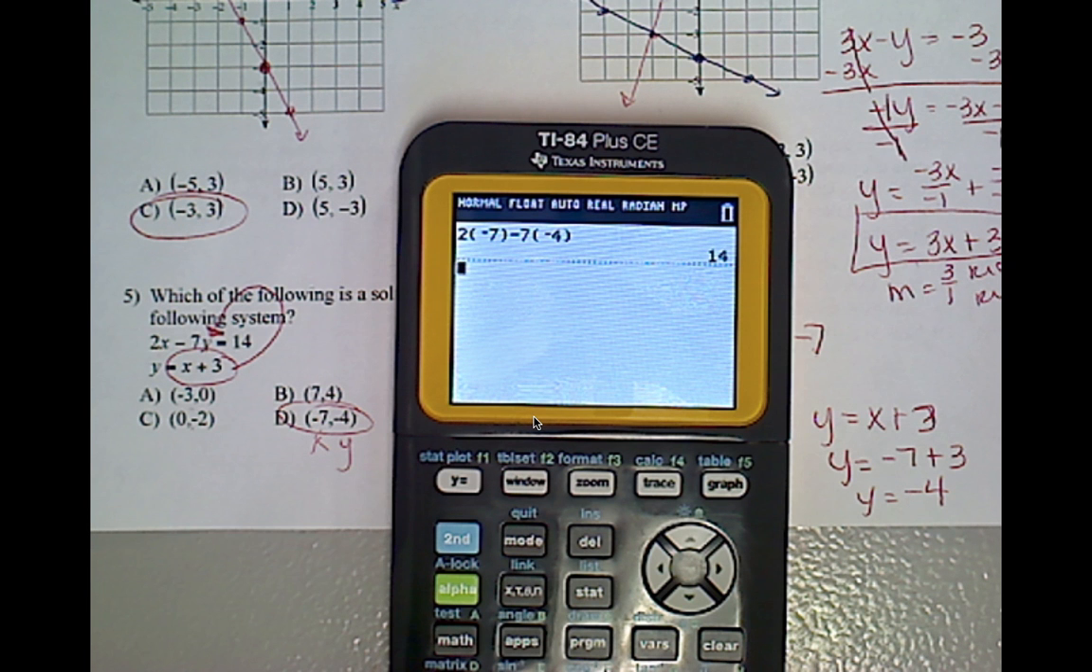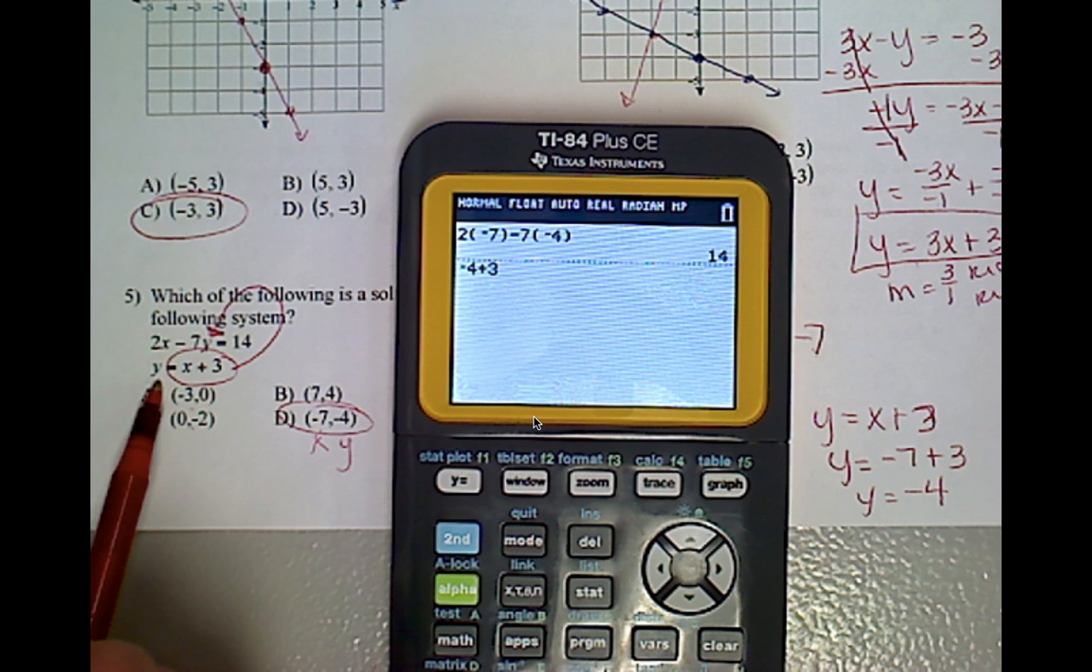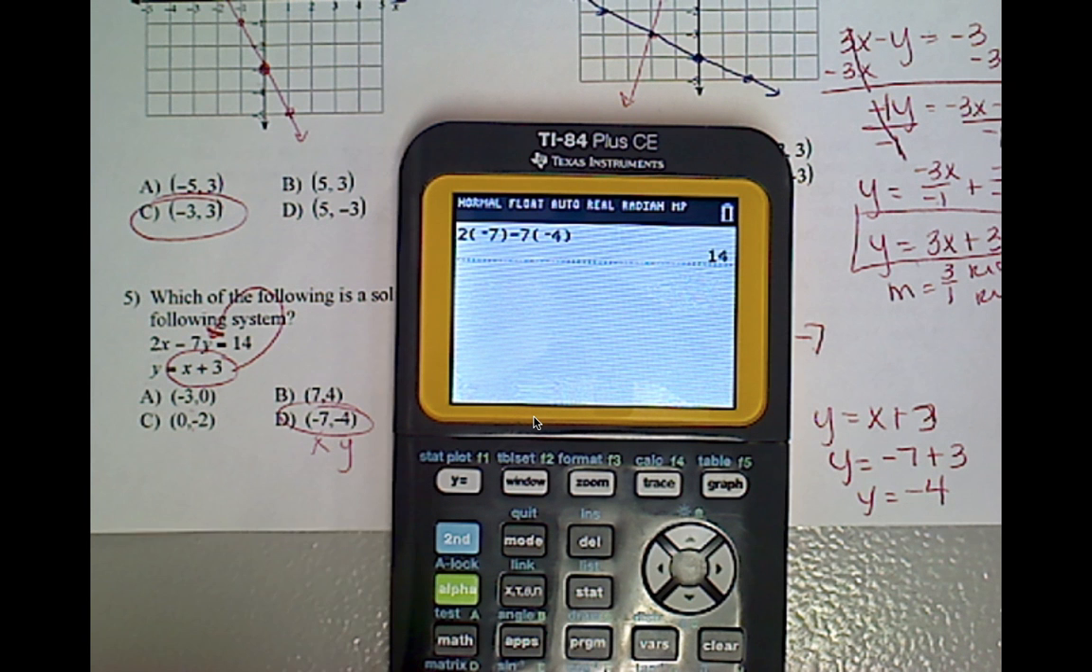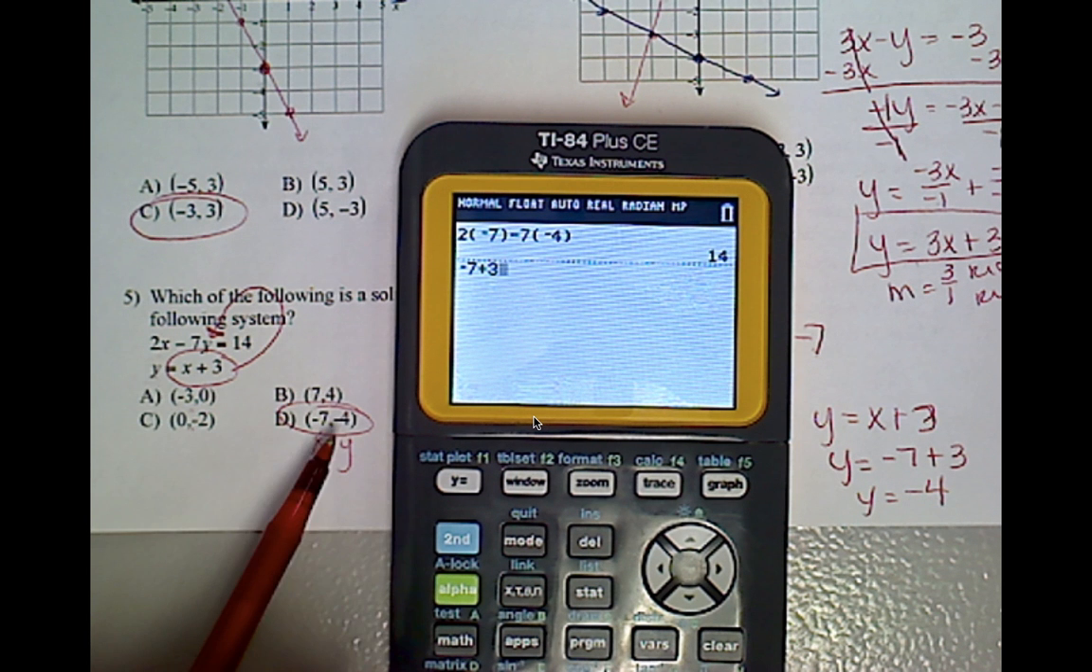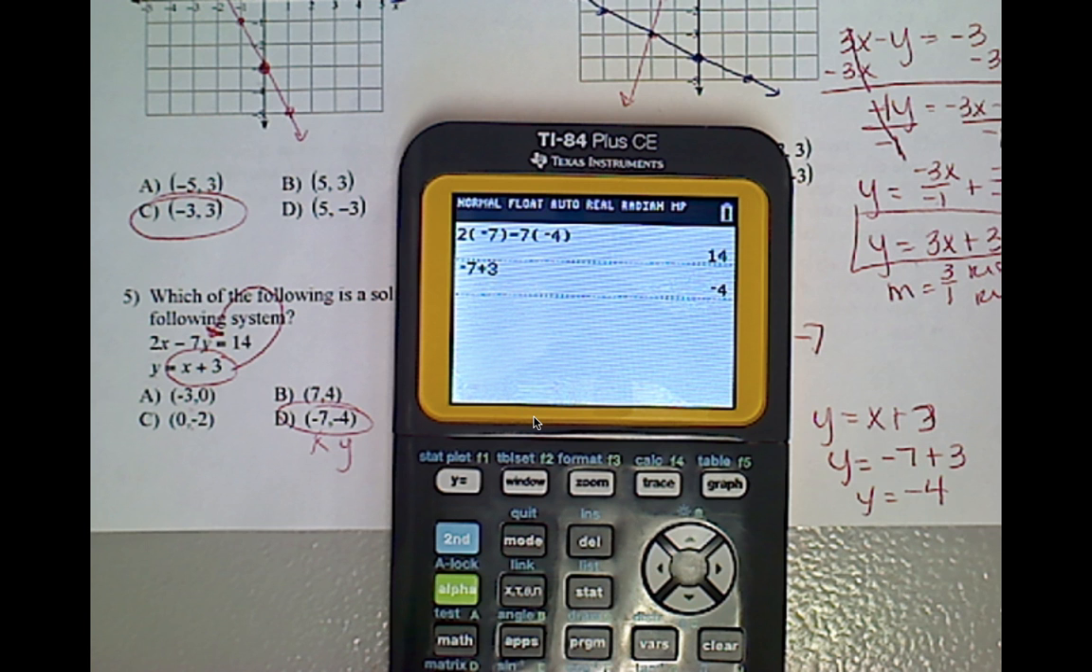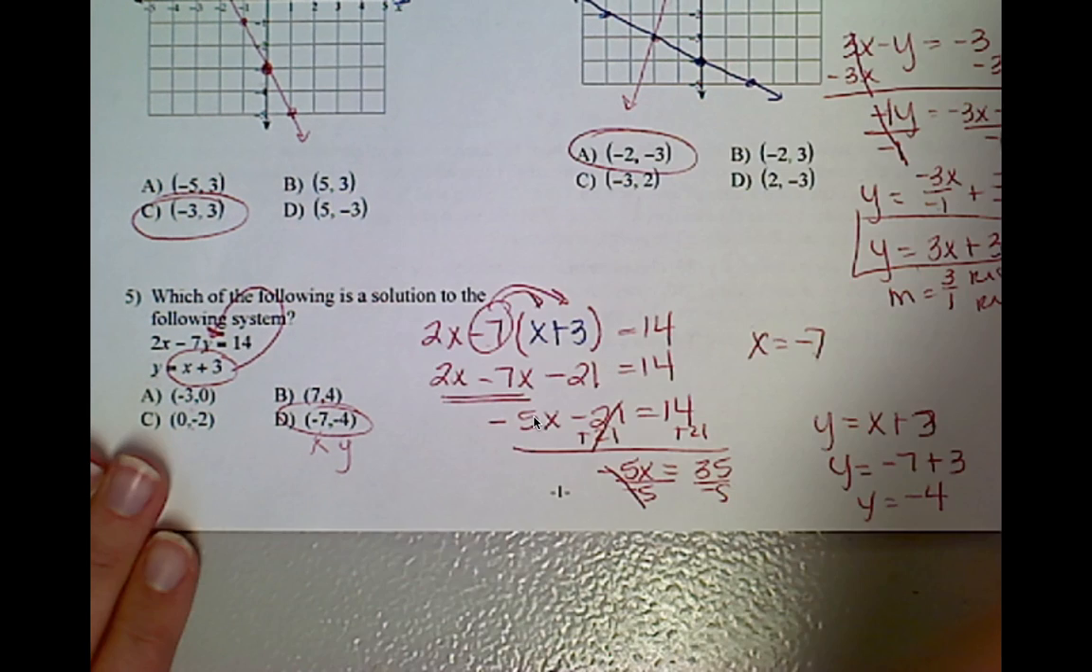x plus 3, instead of x, I'm going to do negative 7 plus 3, and I want it to equal the y value, which we're saying is negative 4. And it does equal it. So check, we made it through customs and security, so we make it on the plane, and that's how you know you got that answer right.